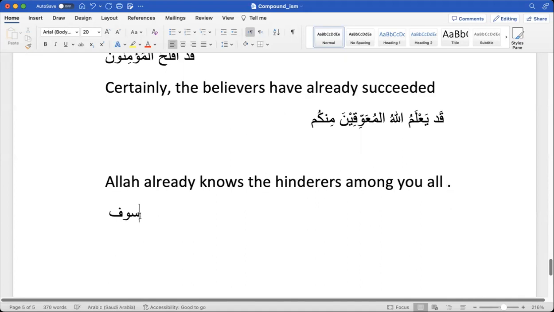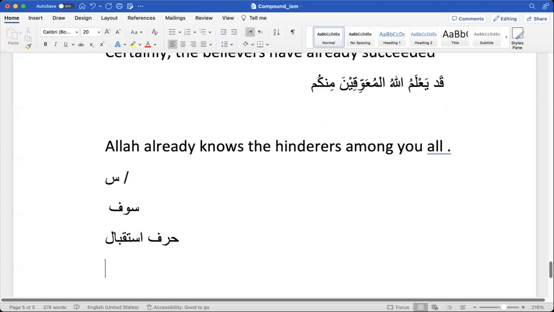Saufa or seen. So this Saufa, let me remind you about seen. Seen is like, for example, Sayakulu. Actually it is Yakulu, but you put seen: Sayakulu. This harf is called harf istiqbal. Istiqbal means waiting, coming, the future. Istiqbal, coming, future.